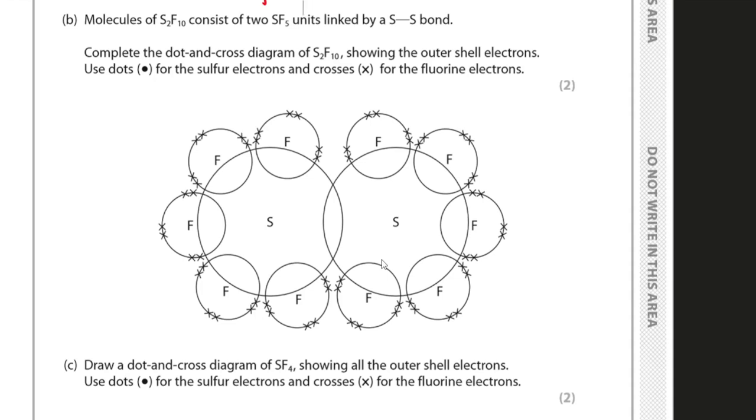So this is the dot and cross diagram. They told you to complete the dot and cross diagram. They provided the outer electrons of F. So each fluorine atom is going to share one electron, while the sulfur will also share one electron, considering it has six electrons in its outer shell. So we can say that.